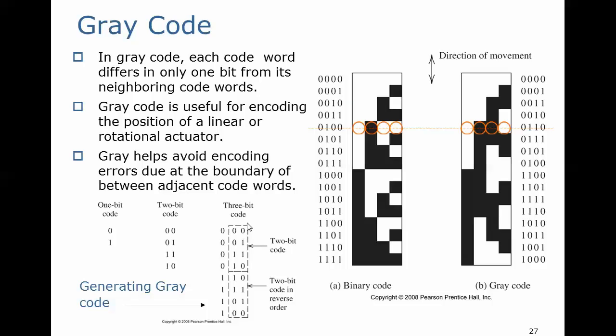3-bit gray code is produced by using the 2-bit gray code and then adding the next column as 0s, then subsequently adding the 2-bit code again but in reverse order, and then adding 1s for the added bit.